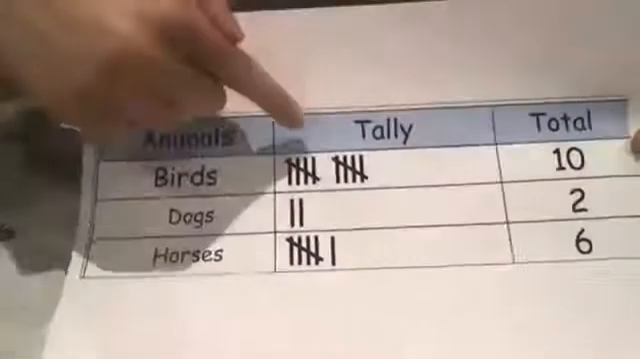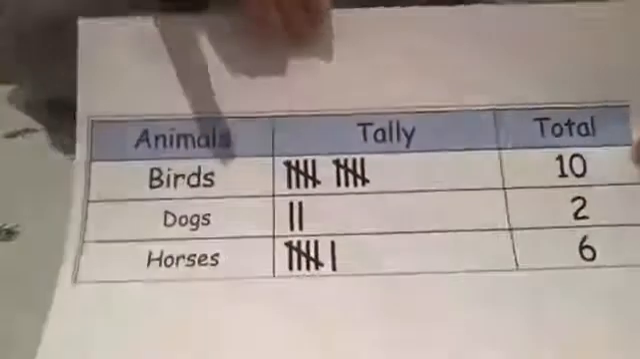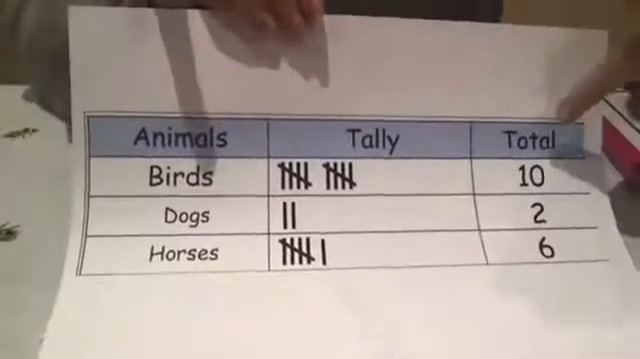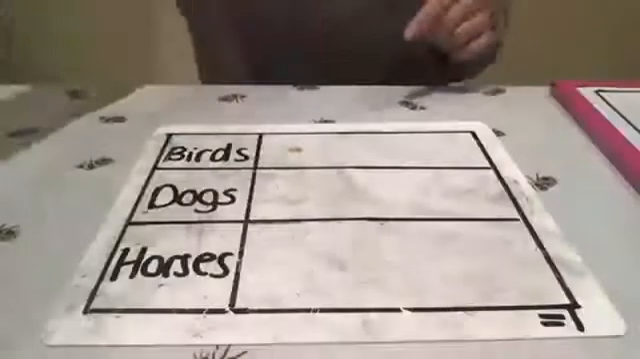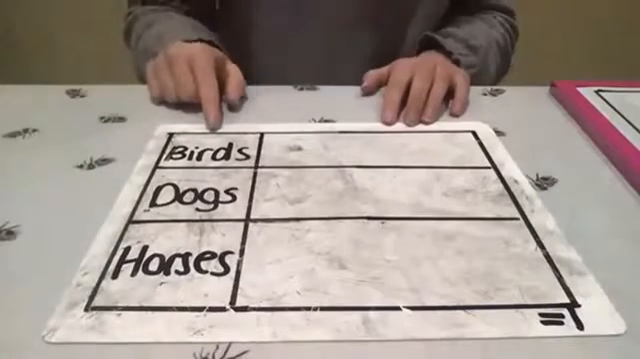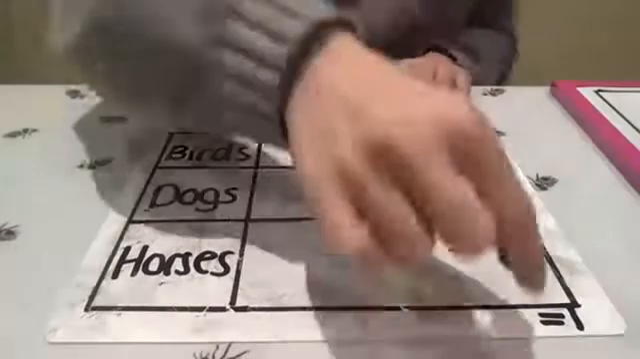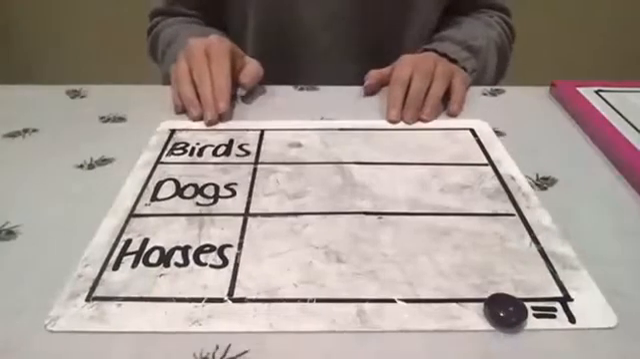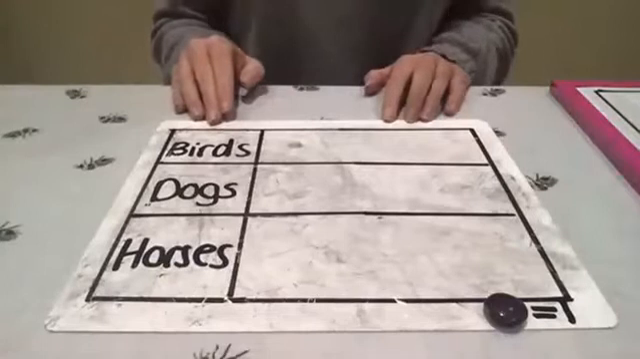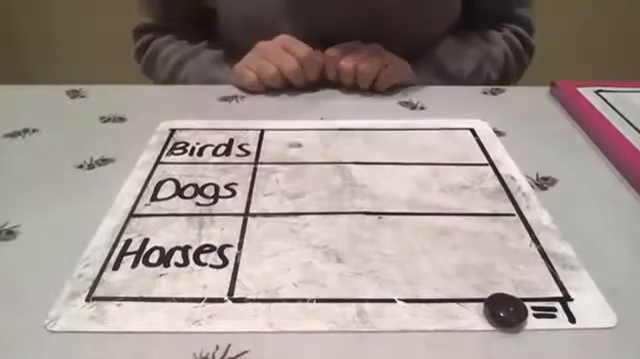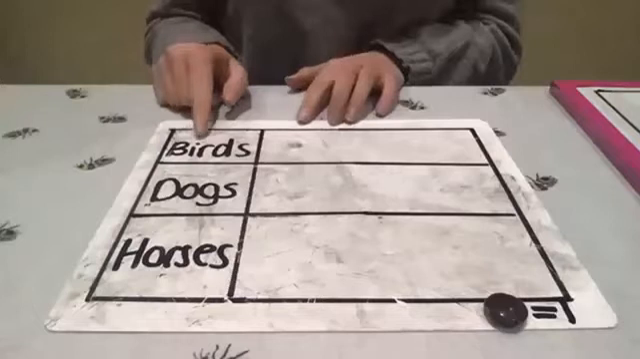Well, we have got 2 finished tallies. So we've got 5 plus 5 equals 10. And look, we've got the total 10. So we need to represent those 10 birds on our pictogram. And I'm going to have it so that one minstrel represents one animal. Like last time, we had one minstrel representing one person. This time, one minstrel is going to represent one animal. So let's start together with the birds.